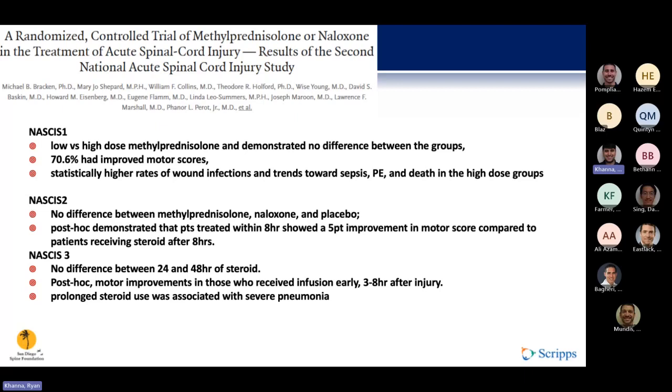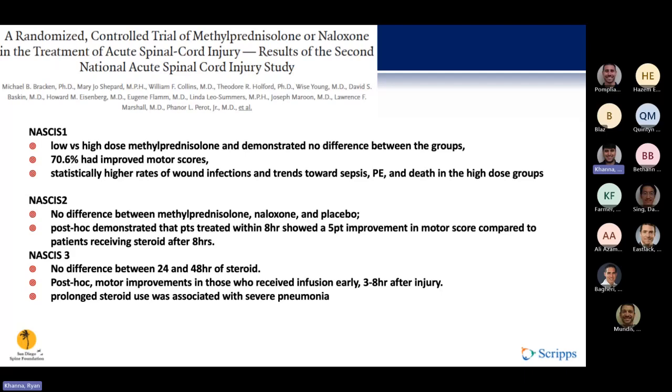NASCIS 1 looked at the difference between low and high dose methylprednisolone and demonstrated no difference between the groups. Although 70.6% had improved motor scores, the high dose group had a higher rate of wound infections, and trends towards sepsis, PE, and death. Then in the next analysis, they looked at whether there was any difference between steroids and naloxone and placebo. Post hoc analysis showed that patients treated within 8 hours showed a 5-point improvement in motor score compared to patients receiving steroids after 8 hours.